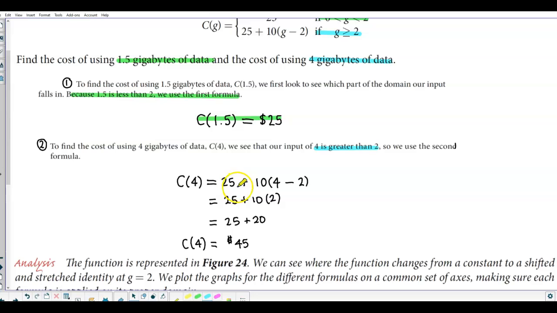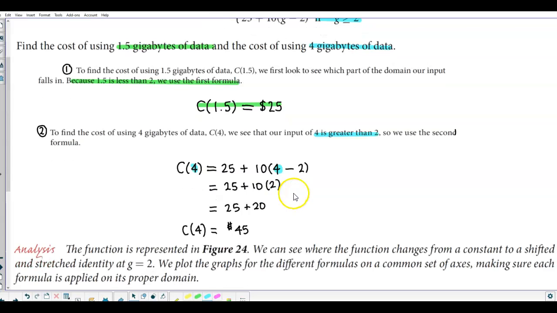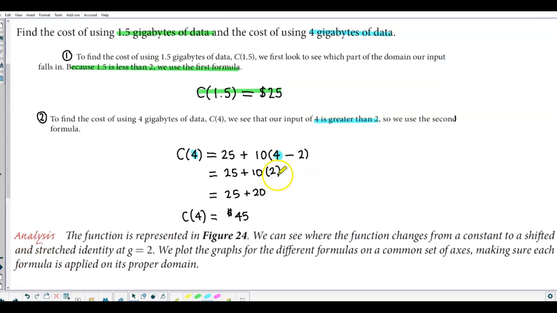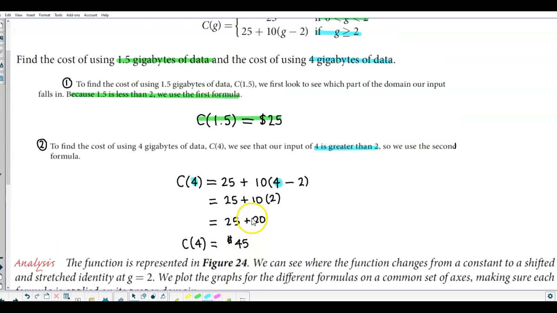So we have 25 plus 10 times 4 minus 2. 4 minus 2 gives you 2. So 2 times 10 gives you 20, and 20 plus 25 gives you $45. So therefore, C of 4 is equal to $45.